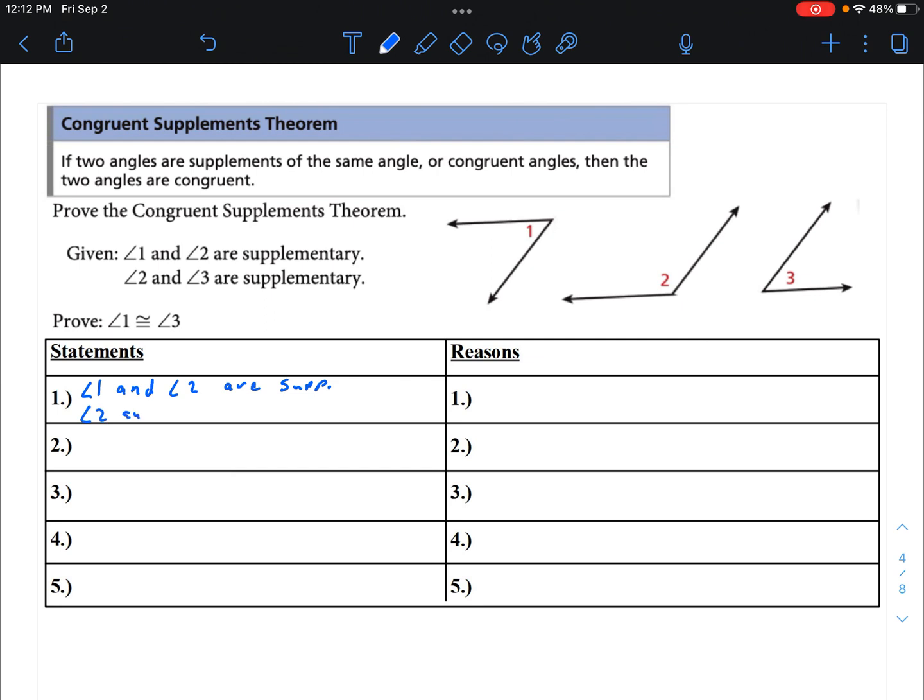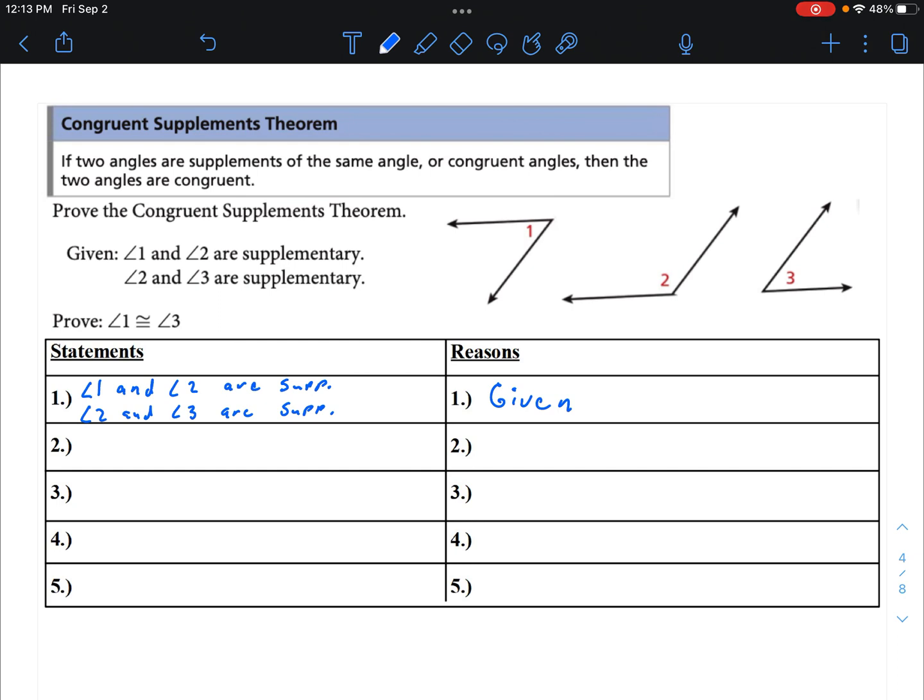Angle 2 and angle 3 are supplementary. That would be given. Now I put those both on the same line. Some people like to separate them out to two different lines, but since they're kind of saying the same information, I'm going to put them together.